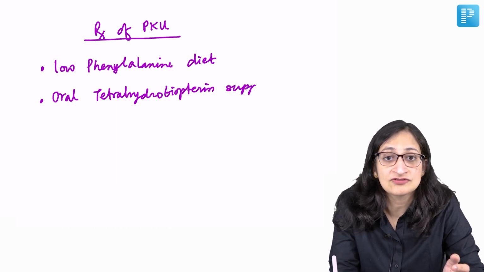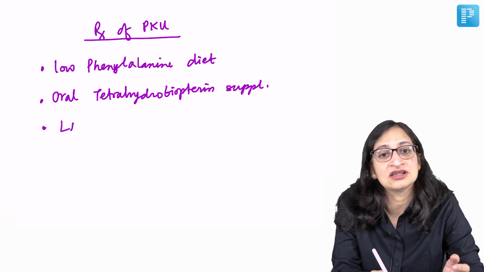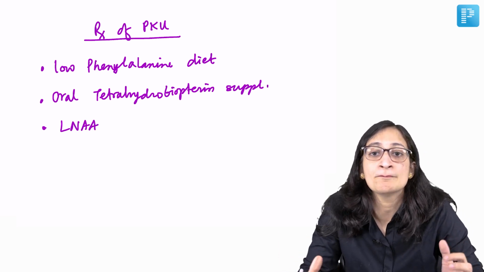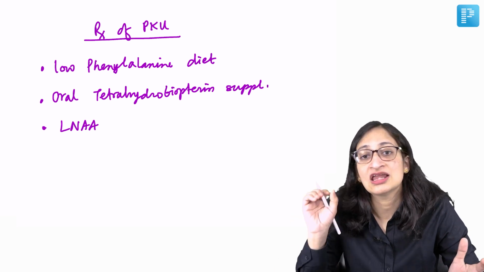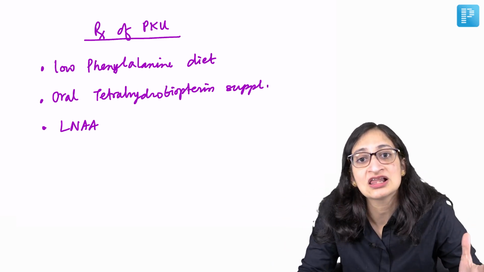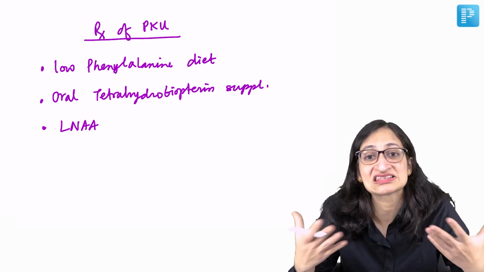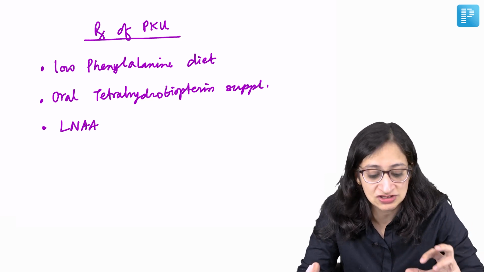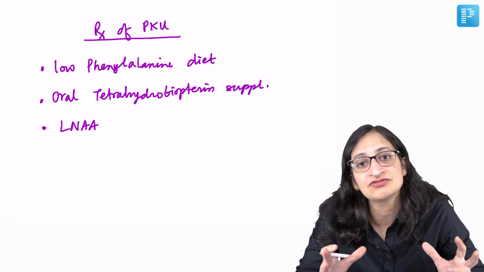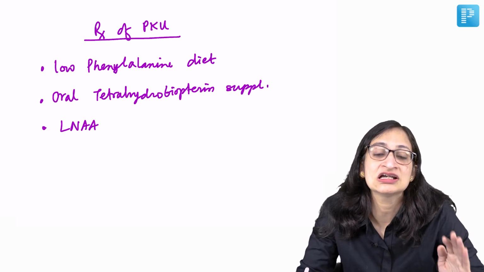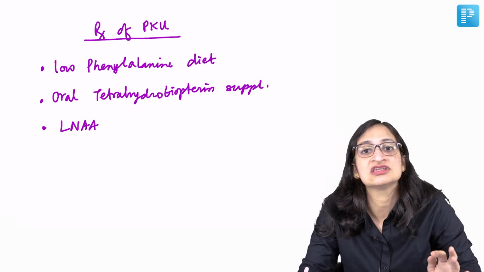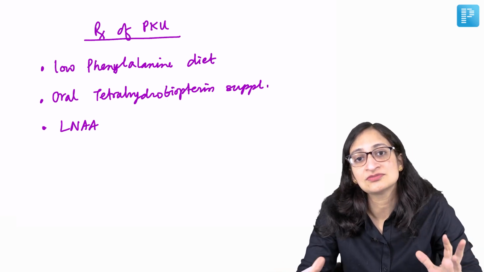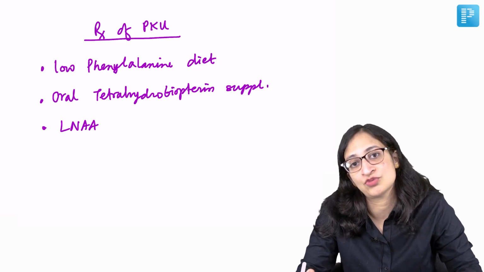Now apart from that, people have also tried supplementing the large neutral amino acids, because they can also compete with phenylalanine in entering the CNS. The neurological features are happening because of the excess level of phenylalanine that is going to enter the CNS. Now if you give these large neutral amino acids, they can compete with and decrease the entry of phenylalanine into the CNS and can decrease the neurological manifestations as well. So these are some things which are used in the treatment of these very important disorders.